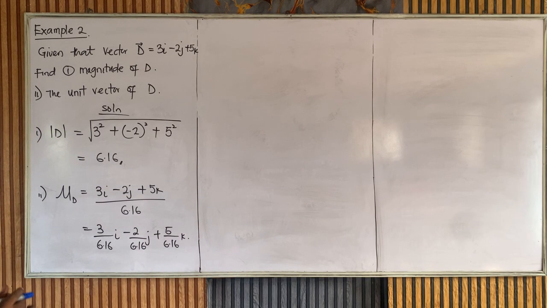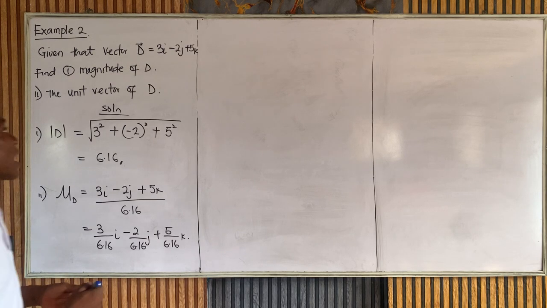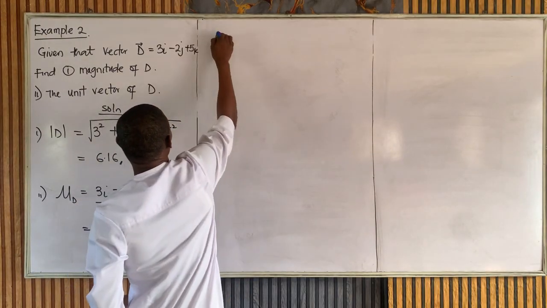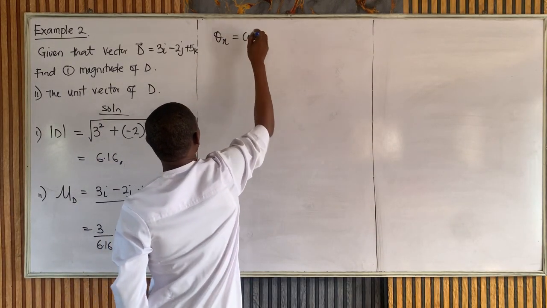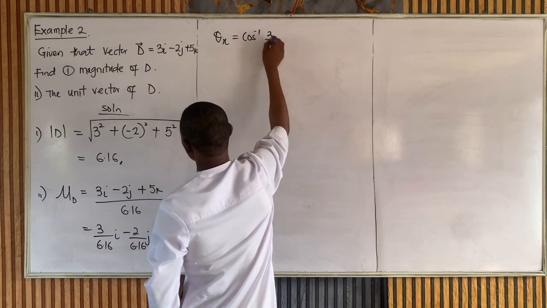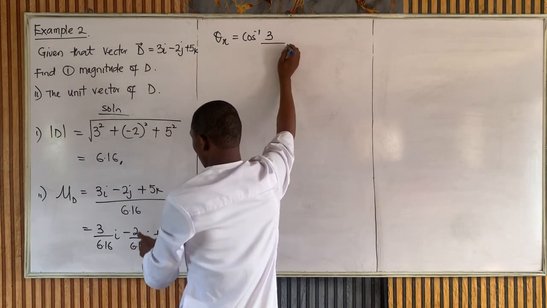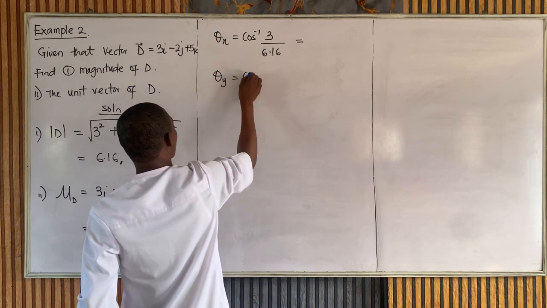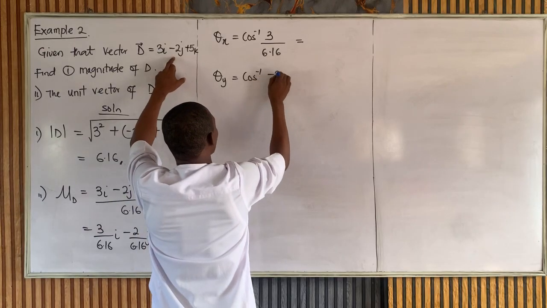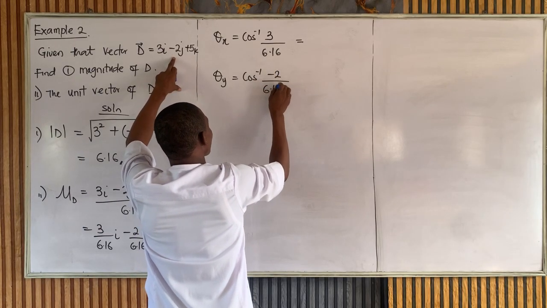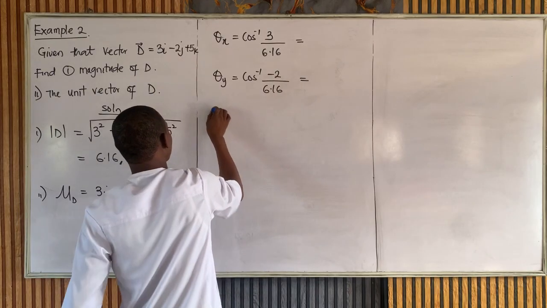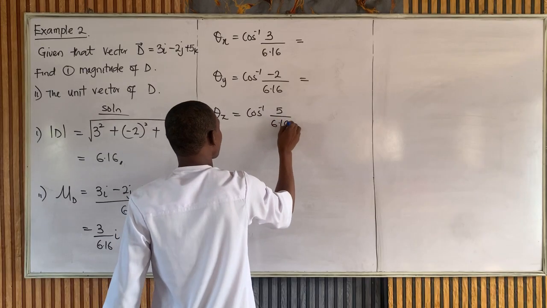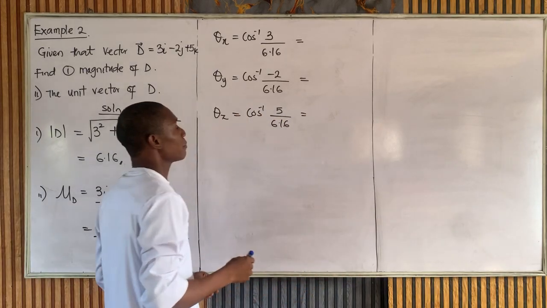We can also get what we call the directional cosine, or just the angle it makes to the x, y, and z. Obviously, we've said that before. Theta x should be cos inverse of 3, its value in the x, over the magnitude, 6.16. I'll get what this should be. Theta y is just the cos inverse of minus 2 over 6.16. And we get what that should be. And then theta z is cos inverse of 5 over 6.16. And you get what that should be.